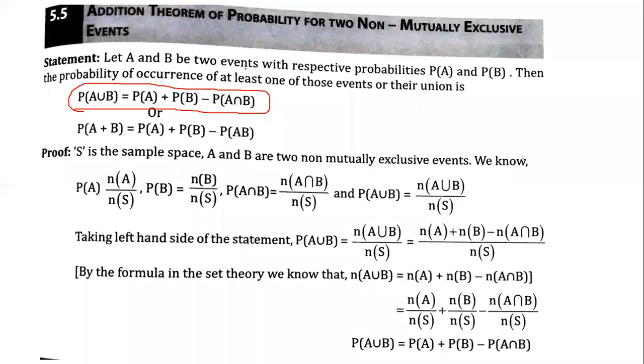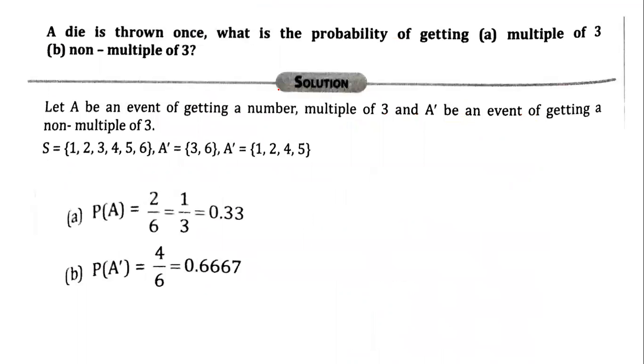Let A and B be two events with respective probabilities P of A and P of B. Then the probability of occurrence of at least one of those events, at least 3 or 5. I at least want 3. If I'm not getting 3, I at least want 5. I at least want one of the answers here. So in that case, we will use this formula: P of A union B is equal to P of A plus P of B minus P of A intersection B. Since this is an exclusive event, we will be taking this A intersection B as 0. This part we will take as 0. And we'll find the answer for the rest of the part.